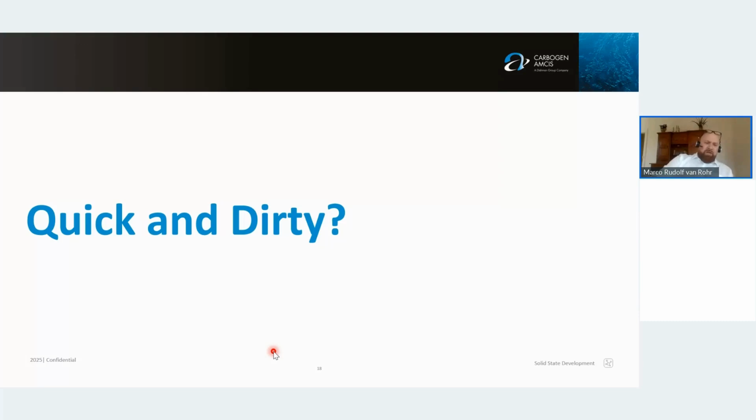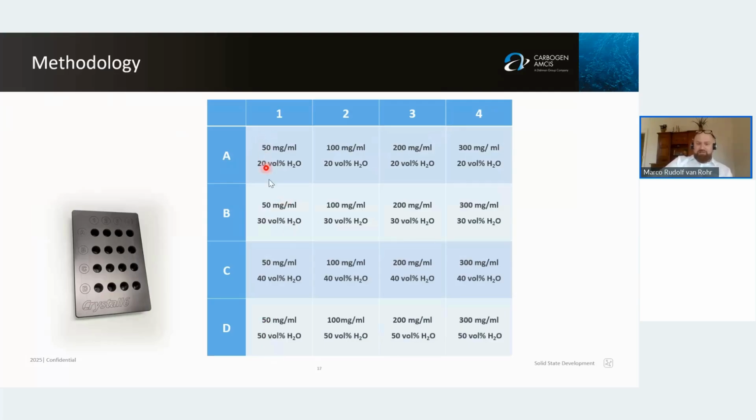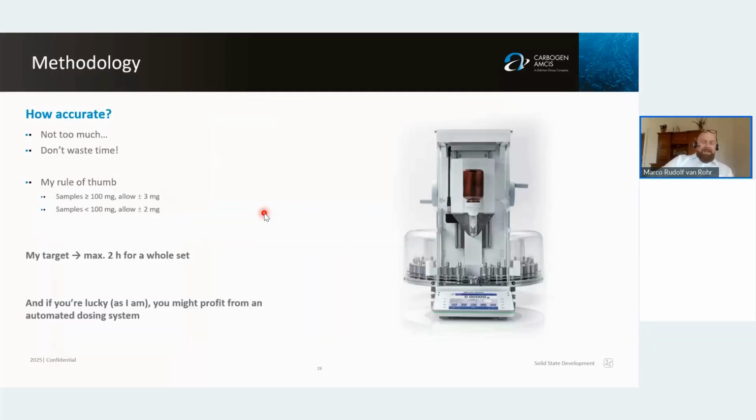How accurate does it have to be? Because it should always be approximately the same concentration, it doesn't need to be too accurate. I'll show you why afterwards, but please don't waste too much time and make yourself angry sitting in front of the balance a whole day. As a rule of thumb, it's okay if you're weighing in more than 100 milligrams, go plus minus 3% or 3 milligrams, and if you're lower, 2 milligrams plus minus is absolutely enough.